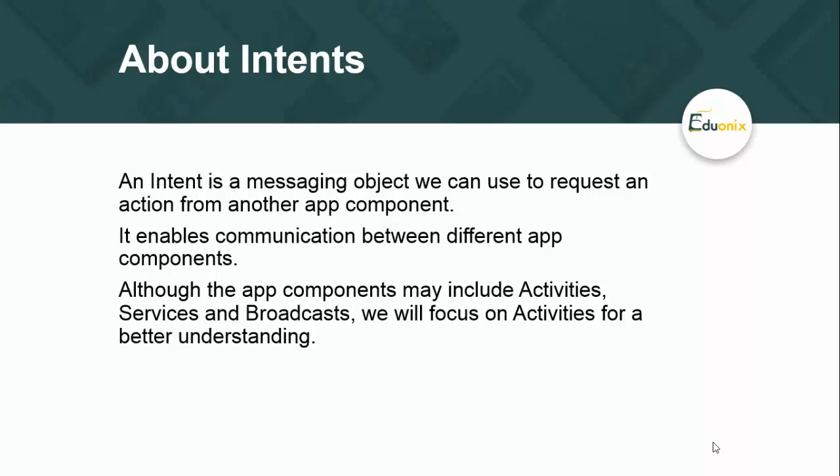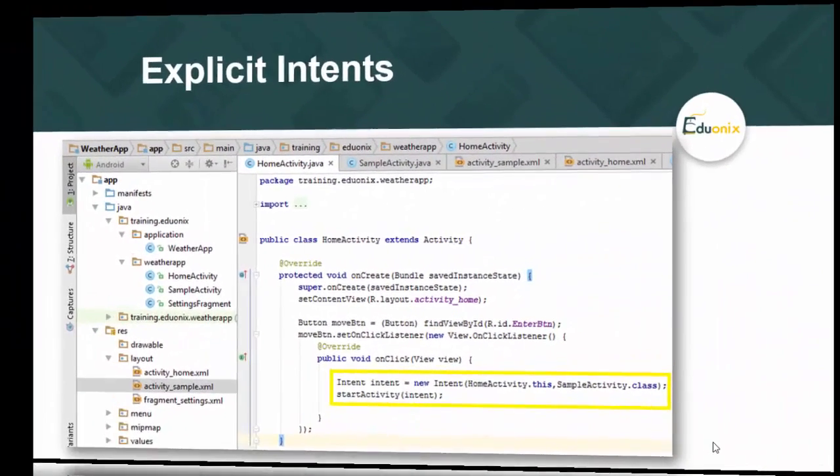An intent is a messaging object we can use to request an action from another app component. It enables communications between different app components. Although the app components may include activities, services, and broadcasts, we will focus on activities for a better understanding. Let's discuss different types of intents using Android Studio.